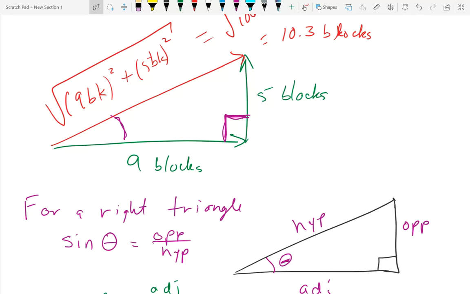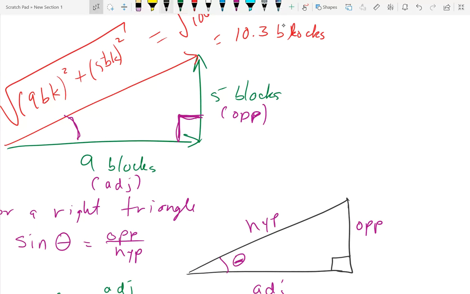It's best practice to find the angle from the two sides that I didn't have to do a calculation on. Why? Because then I don't have any risk of throwing away information in the calculation. So the best practice would be to use the 5 blocks and the 9 blocks. Which side of the triangle is the 5 blocks? It's opposite. And which side is the 9 blocks? So which trigonometric function is going to relate opposite and adjacent? Tangent. So I'm going to do my calculation here.